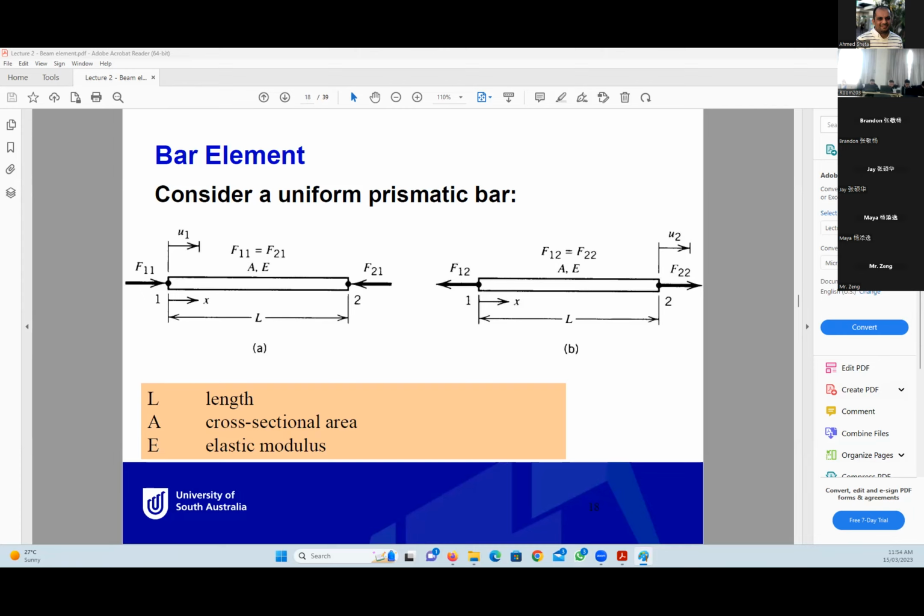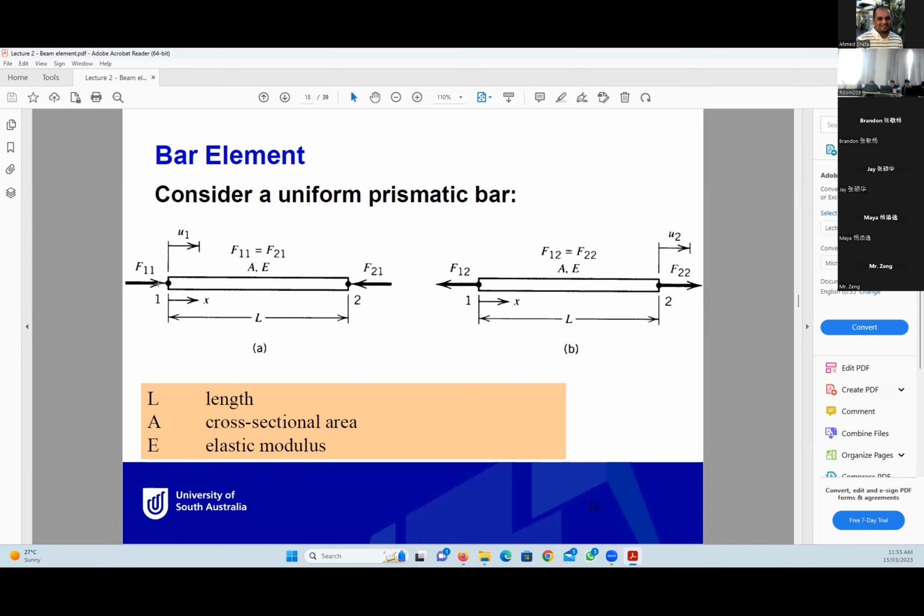If we have a bar element, or consider a uniform prismatic bar element, we have L, the length of the element, and the element has two nodes, 1 and 2, at the beginning and end. We have area A, and E is the Young modulus. So these are the properties we have: length L, cross-section area A, and Young modulus E.